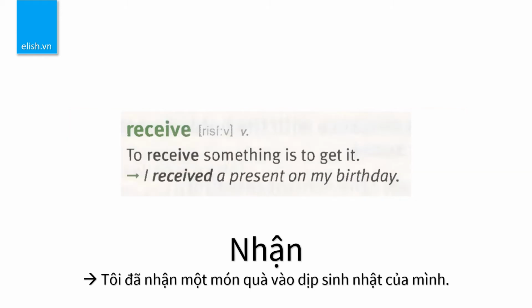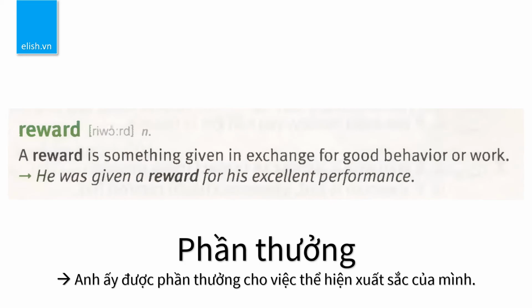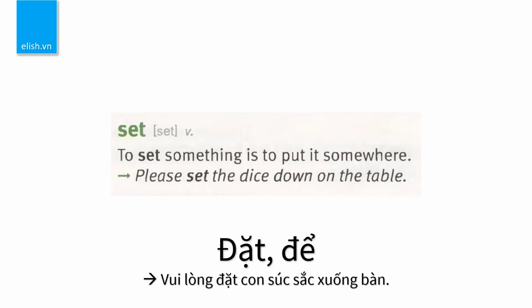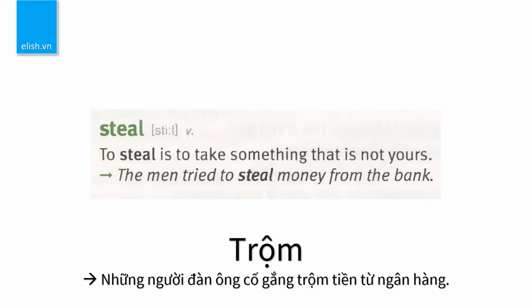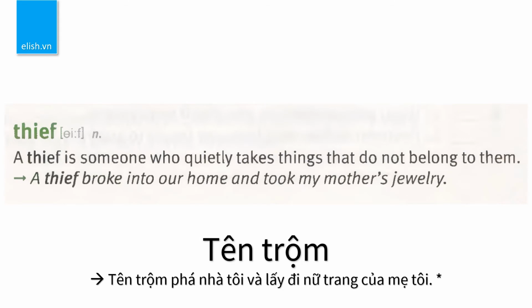Receive. To receive something is to get it. I received a present on my birthday. Reward. A reward is something given in exchange for good behavior or work. He was given a reward for his excellent performance. Set. To set something is to put it somewhere. Please set the dice down on the table. Steal. To steal is to take something that is not yours. The men tried to steal money from the bank. Thief. A thief is someone who quietly takes things that do not belong to them. A thief broke into our home and took my mother's jewelry.